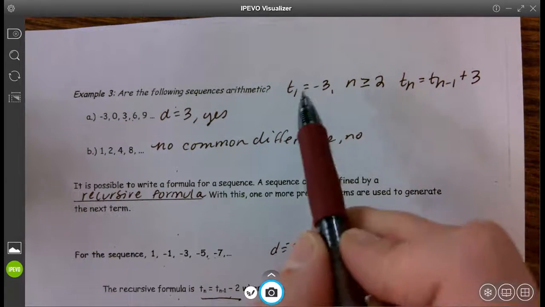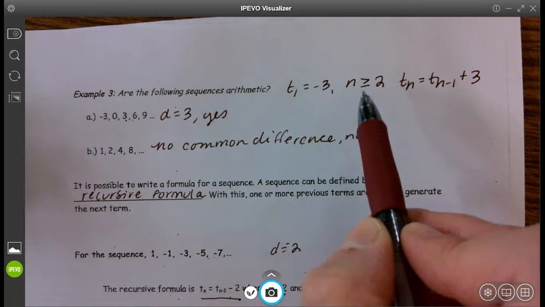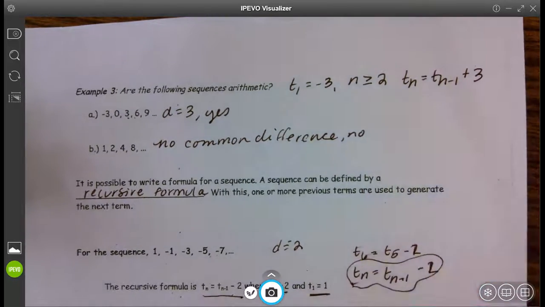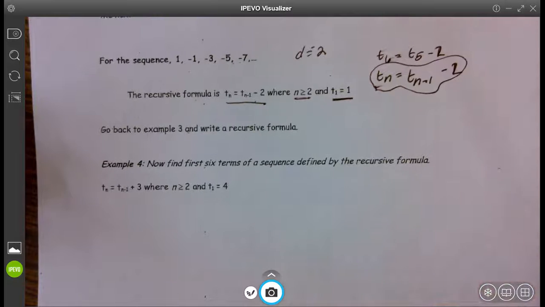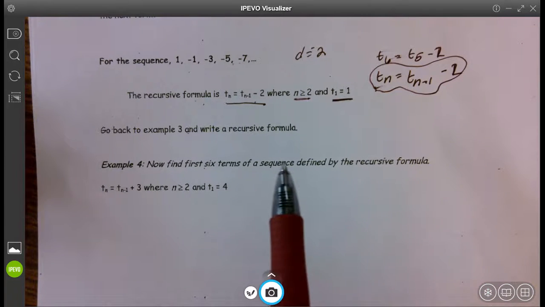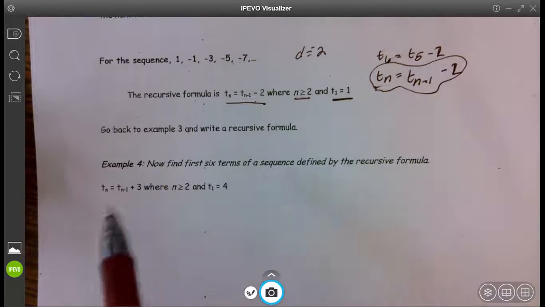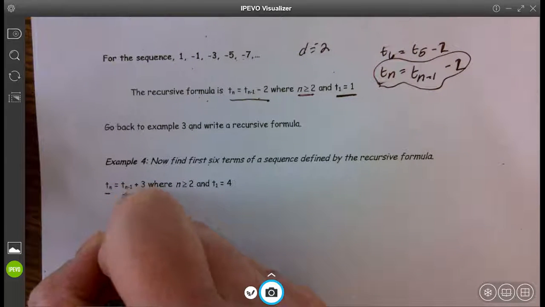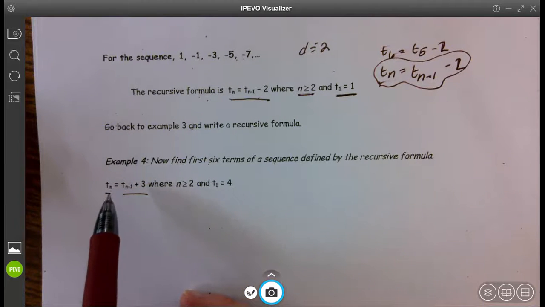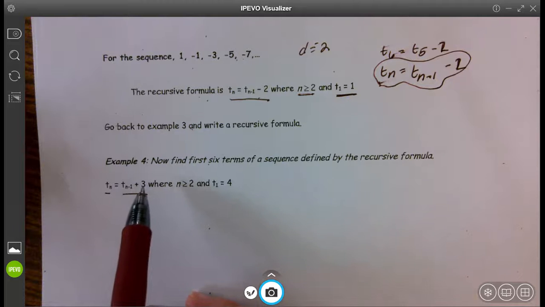So we have our 3 things: our first term, where we should start in the formula, and your formula. Now we have a formula, and they want us to find the first 6 terms of a sequence defined by this formula. So the recursive formula is to find whatever term we're finding, take the previous term and add 3.